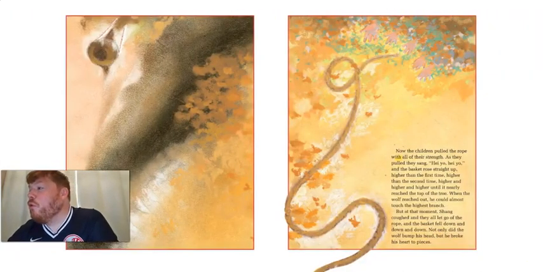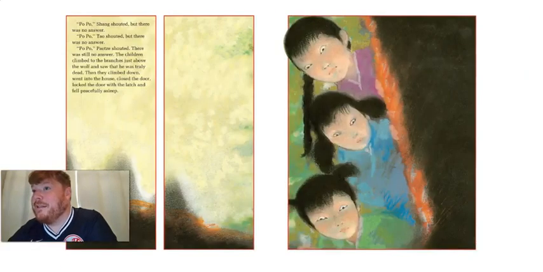Now the children pulled the rope with all of their strength, and as they pulled they sang, "Hi-ho, hi-yo," and the basket rose straight up, higher than the first time, higher than the second time, higher and higher and higher, until it nearly reached the top of the tree. And when the wolf reached out, he could almost touch the highest branch, but at that moment Shang coughed, and they all let go of the rope, and the basket fell down, down, and down. Not only did the wolf bump his head, but he broke his heart to pieces.